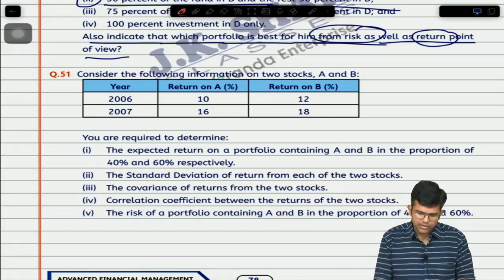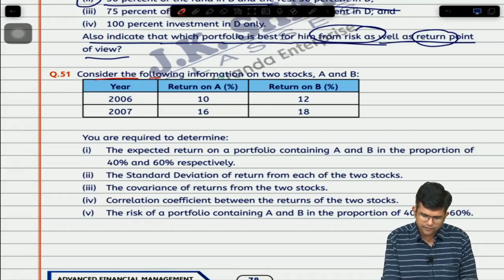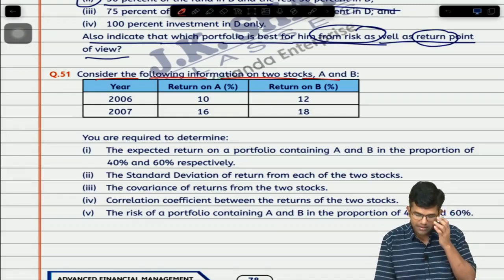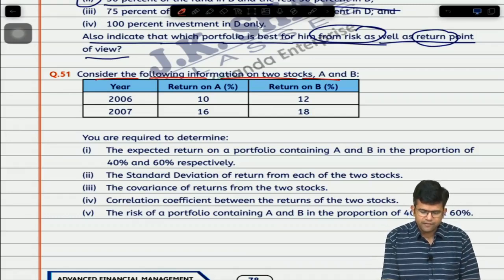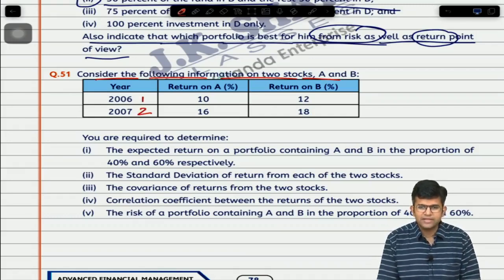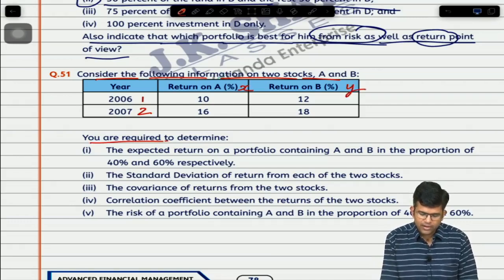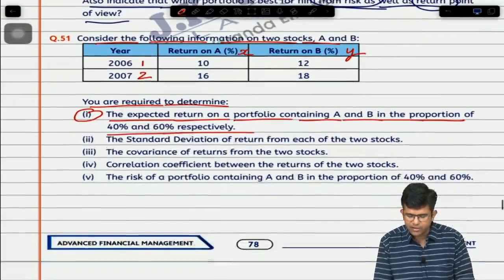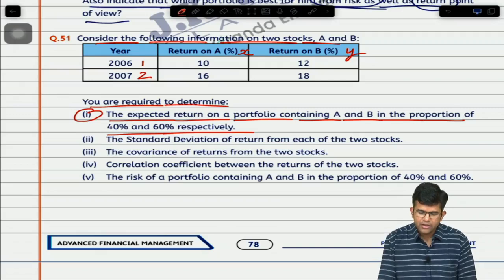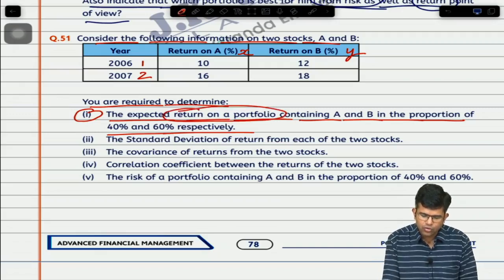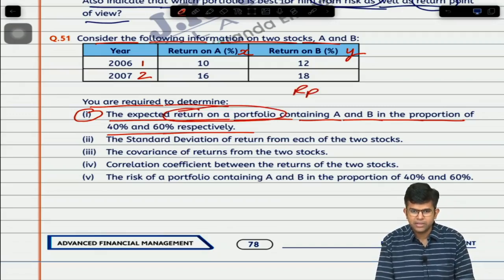Okay. So, they are saying consider the following information on two stocks A and B. They have given you year. Year means, do you realize past year information is given, historical past data is given. This is like X and this is like Y, 10 and 16, 12 and 18. You are required to determine the expected return on a portfolio containing A and B in the proportion of 60 and 40% respectively. So basically they are asking you RP. Everybody, are you able to understand? They are asking you RP.